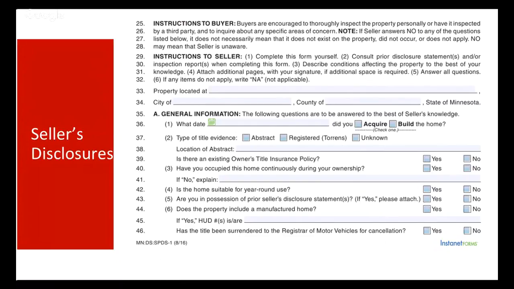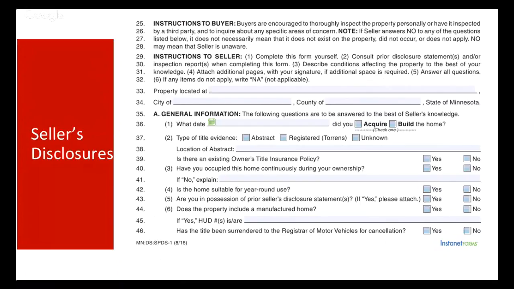Instructions to seller. Complete the form yourself, meaning the agent probably shouldn't be the one completing it. Consult prior disclosure statements if you have them and or inspection reports. I have my seller's disclosures for the people I bought the home from, so if you have those, great. A lot of people don't, a lot of people do.